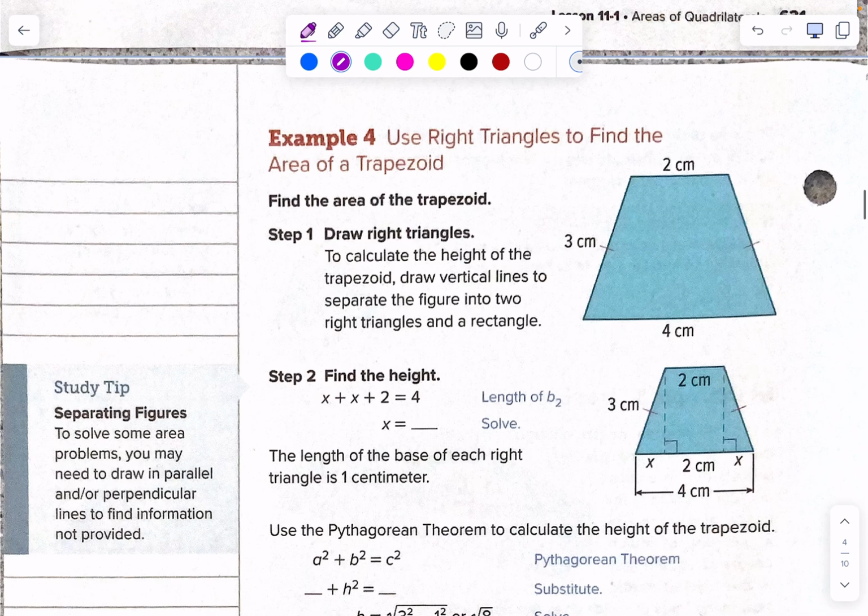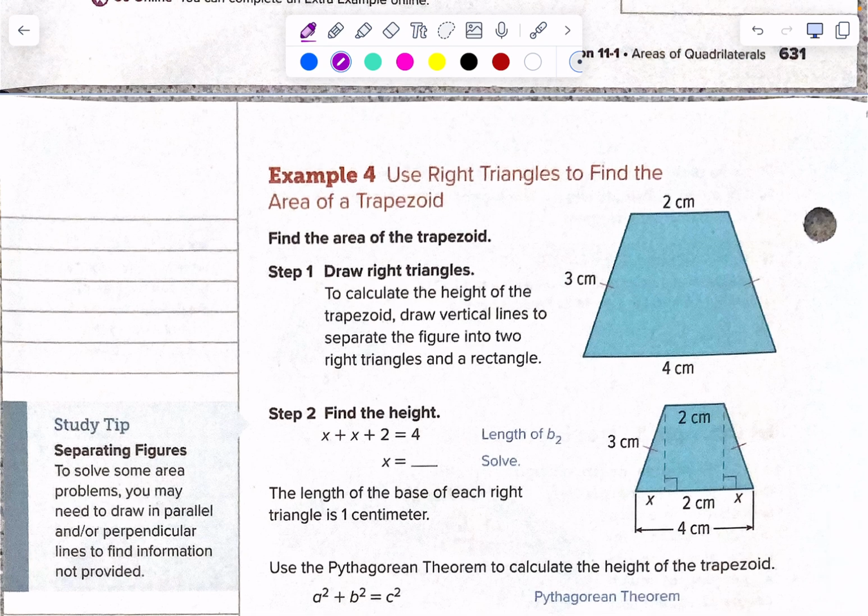Moving on. Use right triangles to find the area of a trapezoid. All right.